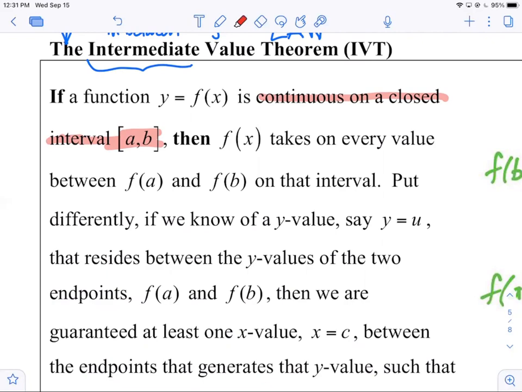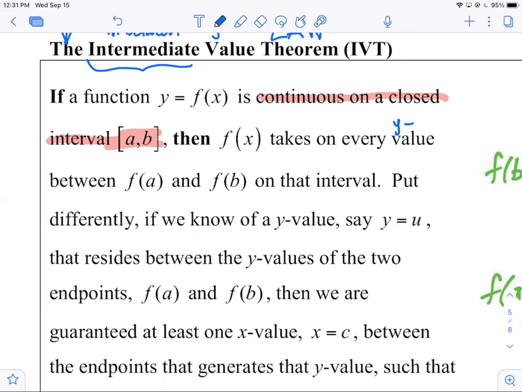Then, the conclusion is the then part, then this is going to be guaranteed. Guaranteed, 100% of the time. Then f of x will take on every, again, if you want to put y value between f of a and f of b. F of a is just the function value at the left endpoint. F of b is the function value at the right endpoint. Then the function will take on every y value, essentially, between the y values of the endpoints.